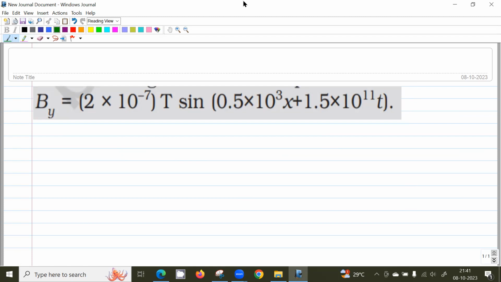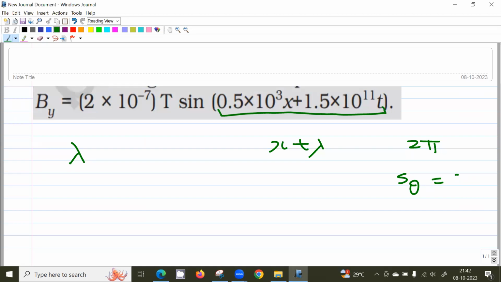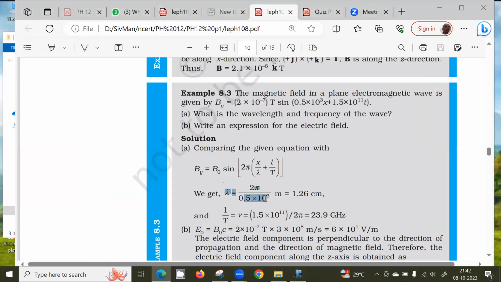What I will do is this: lambda is basically the space periodicity. If we change x to x plus lambda, this argument, because other things are not going to change, should change by an amount of 2 pi, because sine of an angle is the same as sine of theta plus 2 pi. So when we change x to x plus lambda, the extra thing I'll get is 0.5 into 10 raised to 3 times lambda. That should be equal to 2 pi. So lambda is 2 pi by 0.5 into 10 raised to 3. That's what was done here.